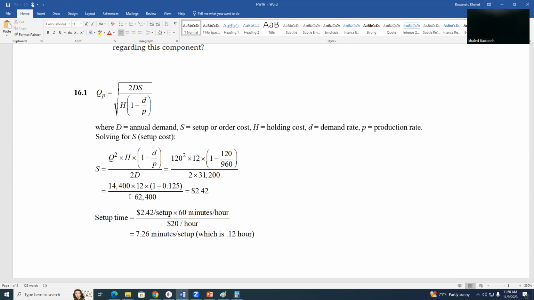Here's the equation. They square both sides, so you have Q squared is equal to 2DS divided by H times 1 minus D over P. And then you take this part, cross multiply and then divide by 2D, you will get that, which is Q squared times the holding cost times 1 minus the daily demand divided by the production rate. And this will give you $2.242.